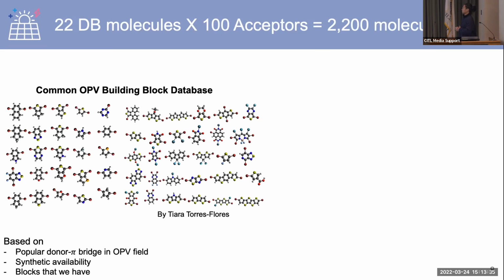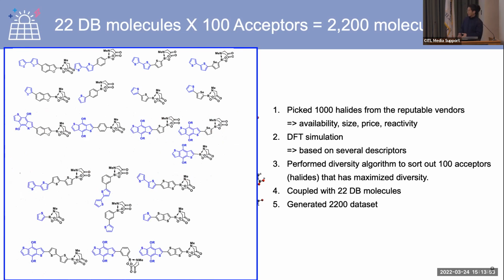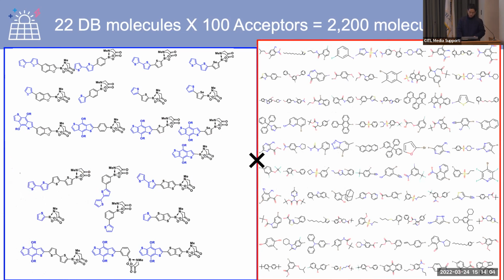First, we searched some common OPV building blocks, and we also considered synthetic availability, and it converged into 22 donor-fiber molecules, and we successfully synthesized all of these. Then we moved on to the acceptor building blocks, and we picked 1,000 commercially available halides and went through some DFT calculations and a diversity algorithm. We converged on 100 acceptors, which means we generated a molecular library of 2,200 molecules.